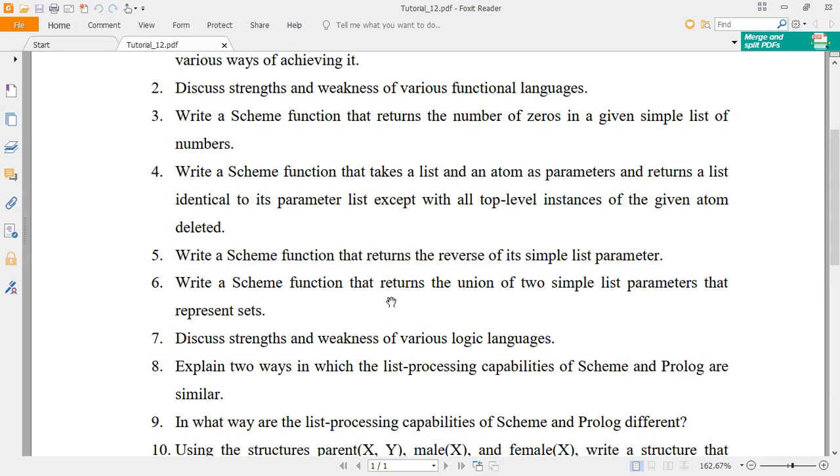Write a Scheme function that returns the union of two simple list parameters that represent sets. That means here you are supposed to union, meaning combine, the two lists that I have supplied to the program. Along with this, try to practice writing more programs in Scheme, especially to sort a given list. Either you use bubble sort, simple bubble sort, or insertion sort, and try to sort the list. So these kinds of programs you must master for attempting the examination.